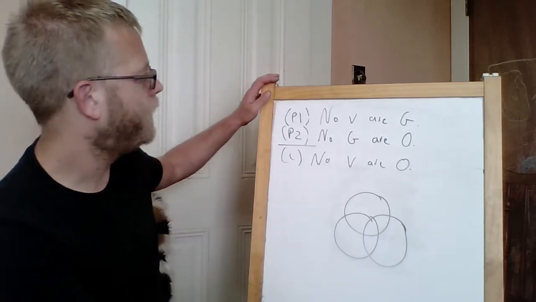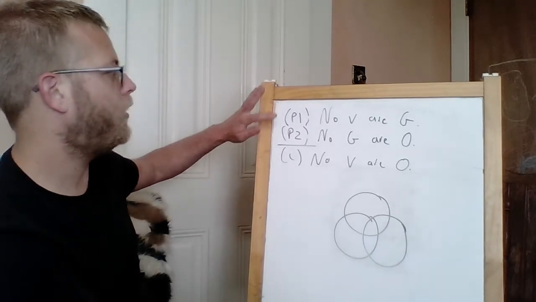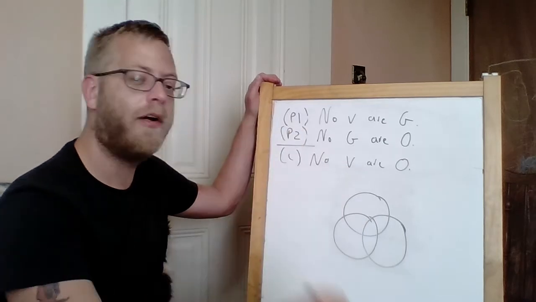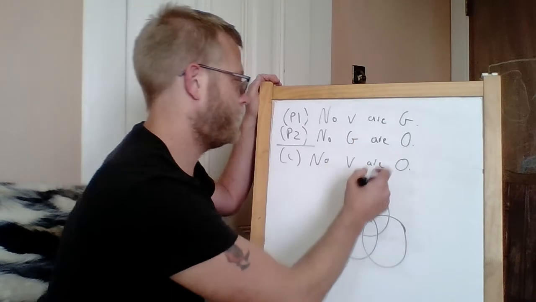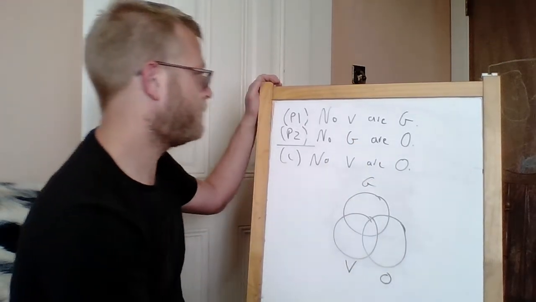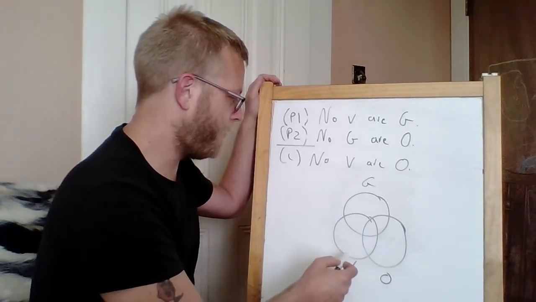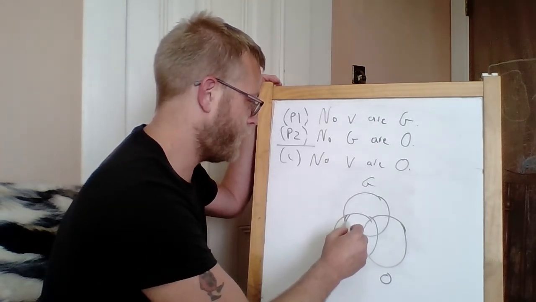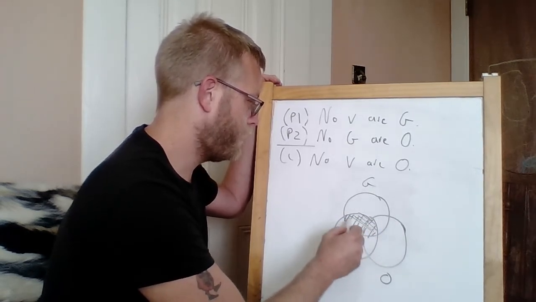Okay. No V are G, no G are O, no V are O. Okay? These are all universal negatives. Right? So they're all going to involve blacking out the middle area, the overlap between two groups. Okay. Middle term, G. And V and O. No V are G. Okay? That means there's nothing in the overlap. If you're a member of the V group, you are not a member of the G group. So this whole part gets blacked out. There's nothing there.